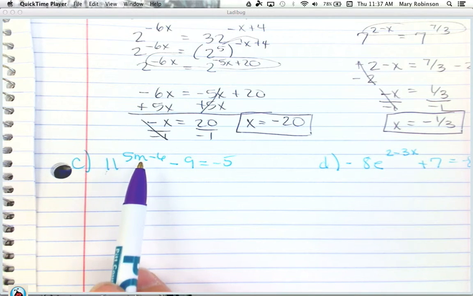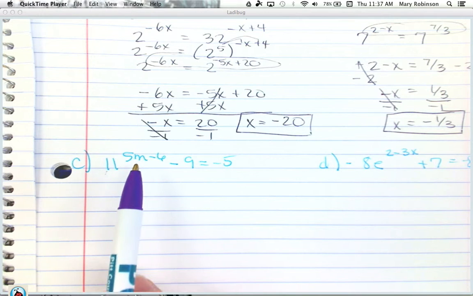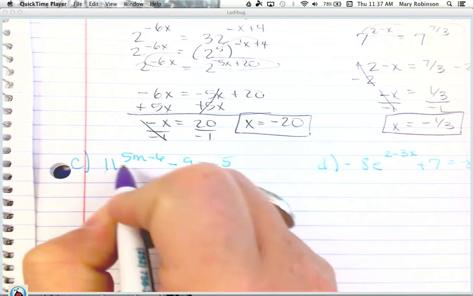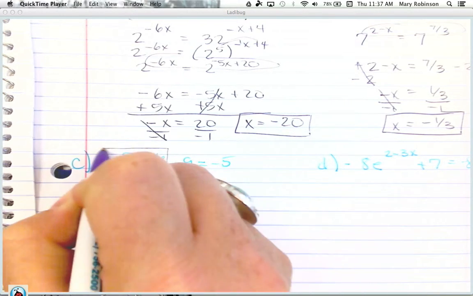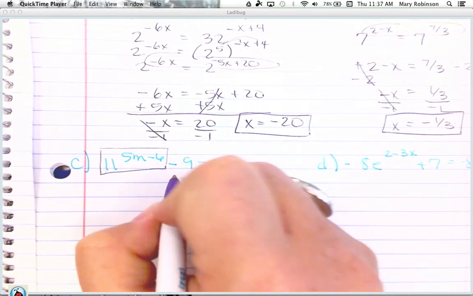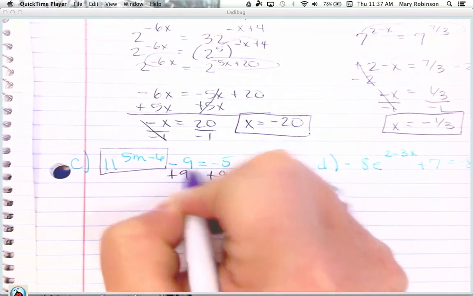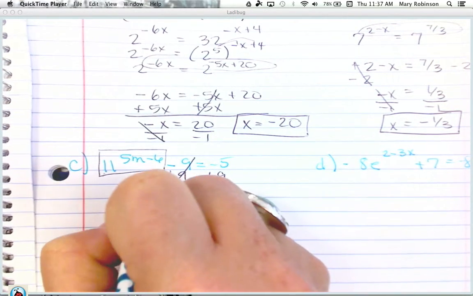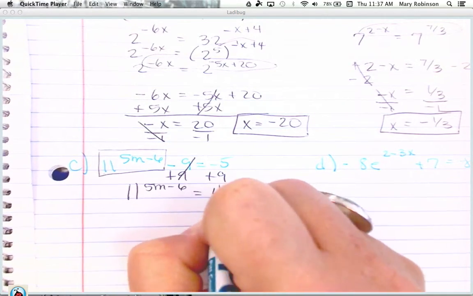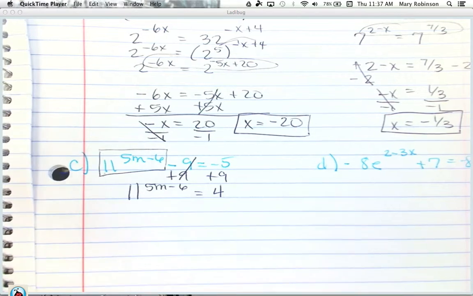And remember that since logs and exponentials are inverses of one another, we can use logs and their properties to solve for our variable. So your first job is to get the base and the power by itself. This term here is subtracted by 9, so we want to first add 9 to both sides. Negative 5 plus 9 is positive 4.